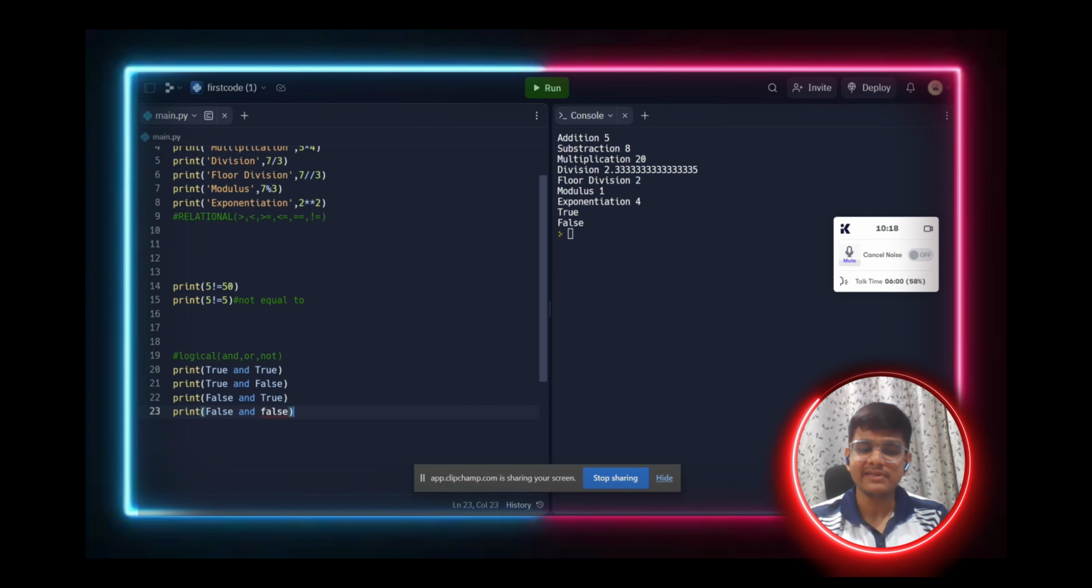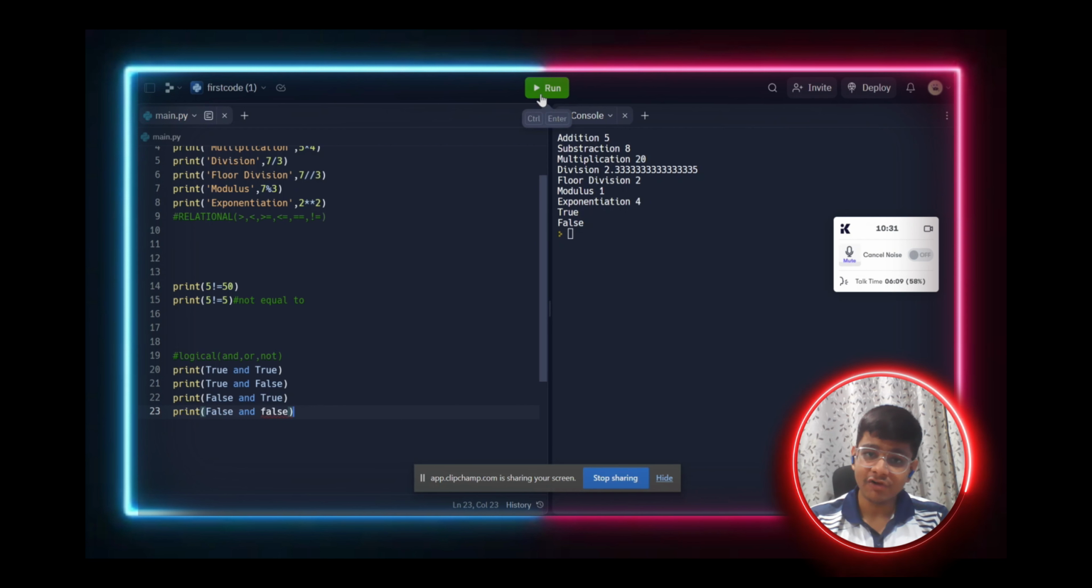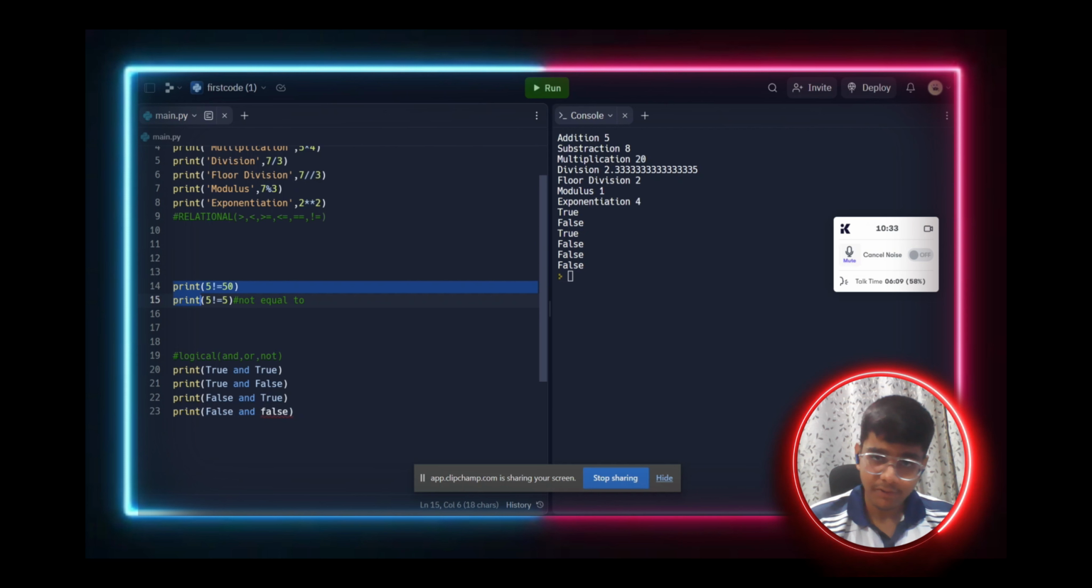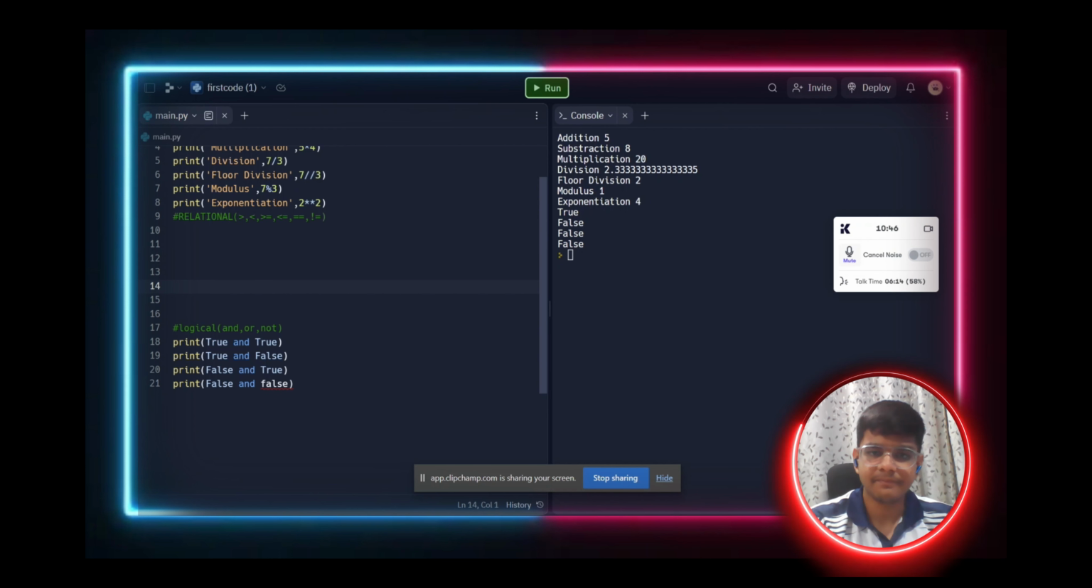That's what the AND operator does. With the AND operator, when both the values are true, only at that time will the output be true. But when any one of the operands is false, then the output will be false. We can clearly see it. I will just delete this. Okay, see, true, false, false, false. Only when both the operands are true does it give us true.